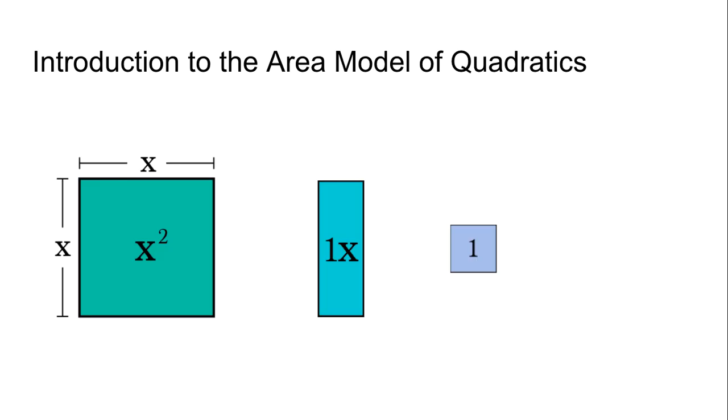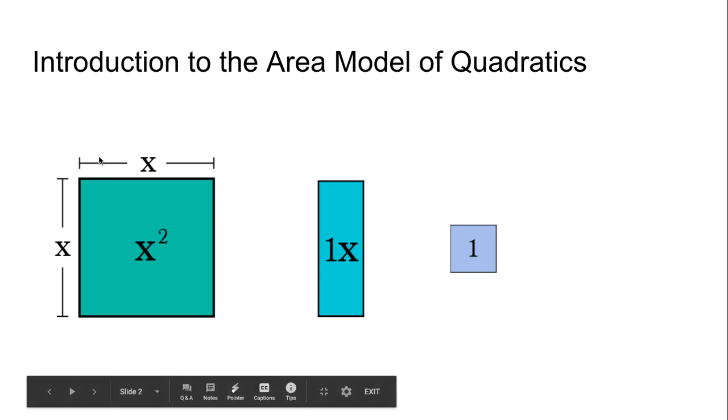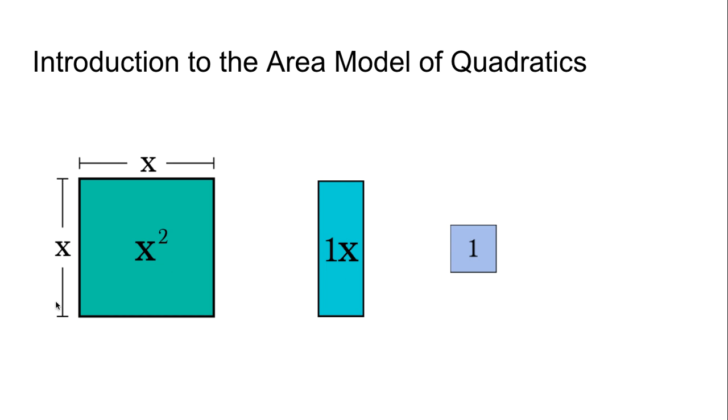So we have three different tiles here. And there's two things that you should notice about each of these. Number one, they have dimensions, a base and a height. This is a square. Its height is x, and its base is x. So its area is x squared.